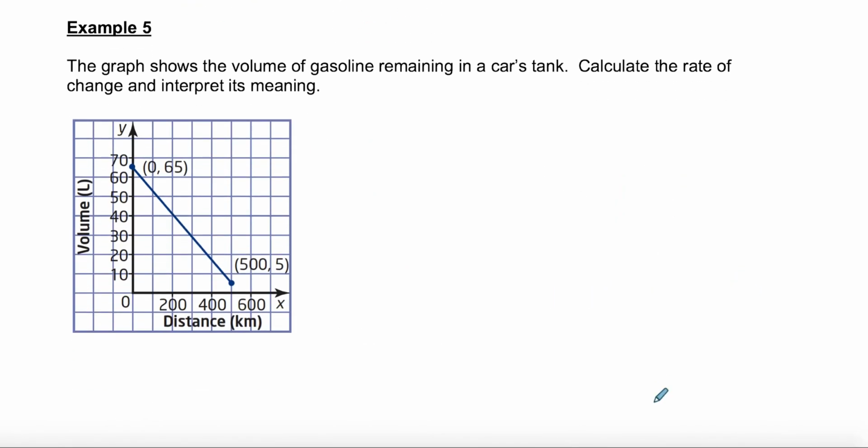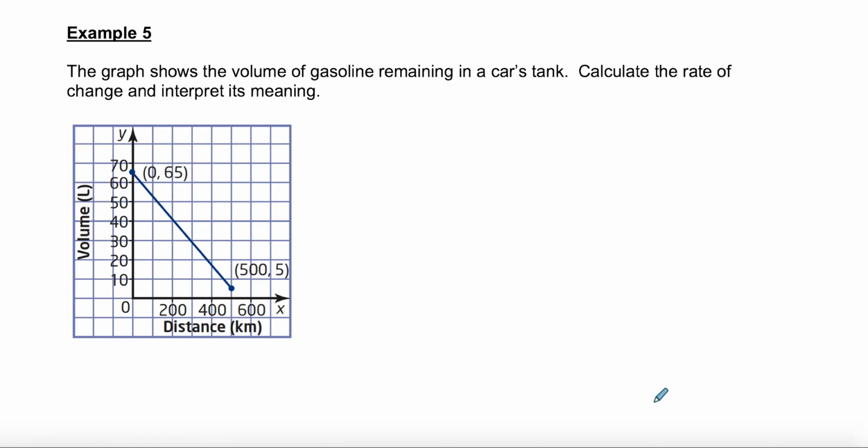Example 5, last one. The graph shows the volume of gas remaining in a car's tank. So somebody's driving around and this is the liters of gas and they are going down. So this has a negative slope. Calculate the rate of change or the slope and interpret its meaning. So if I do the slope, this point, it's really hard to see. What is that, 64? Is it 62? But whenever you're not sure, hopefully you'll see the point here, that's 65. And down here, this height here is actually 5.